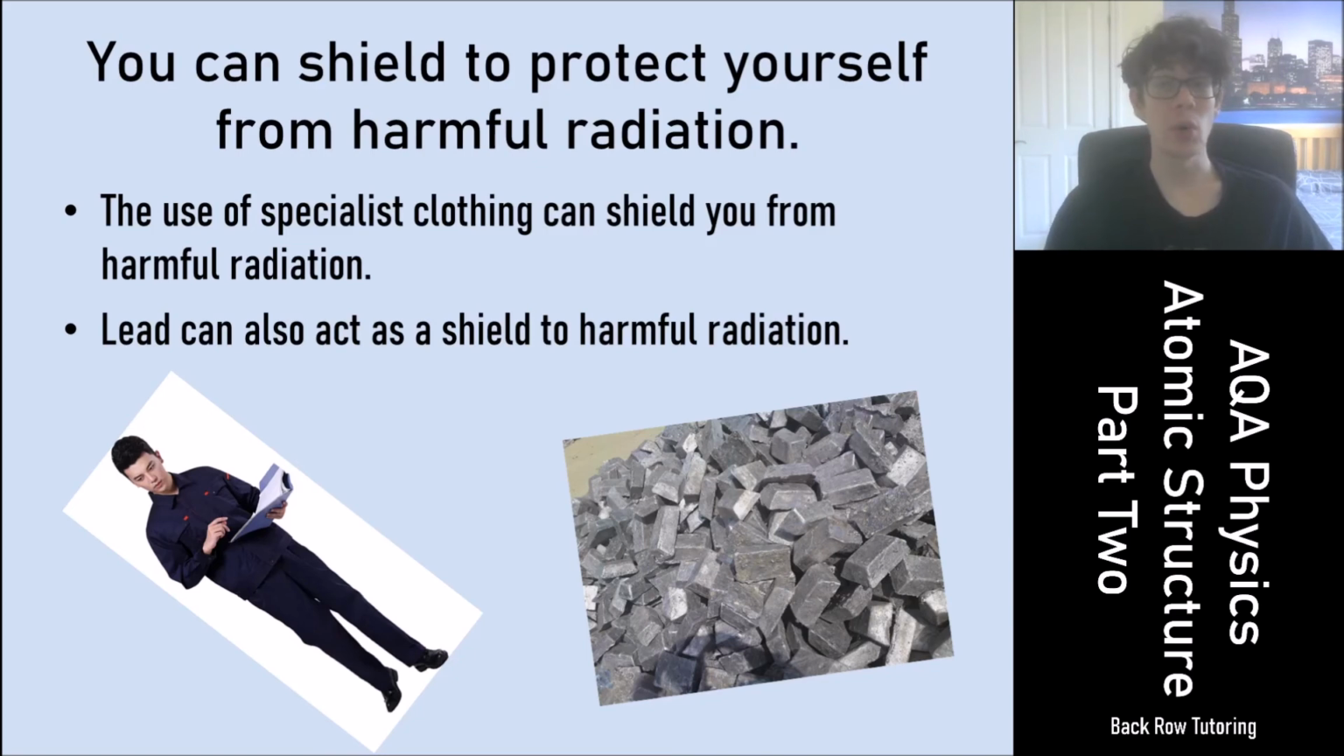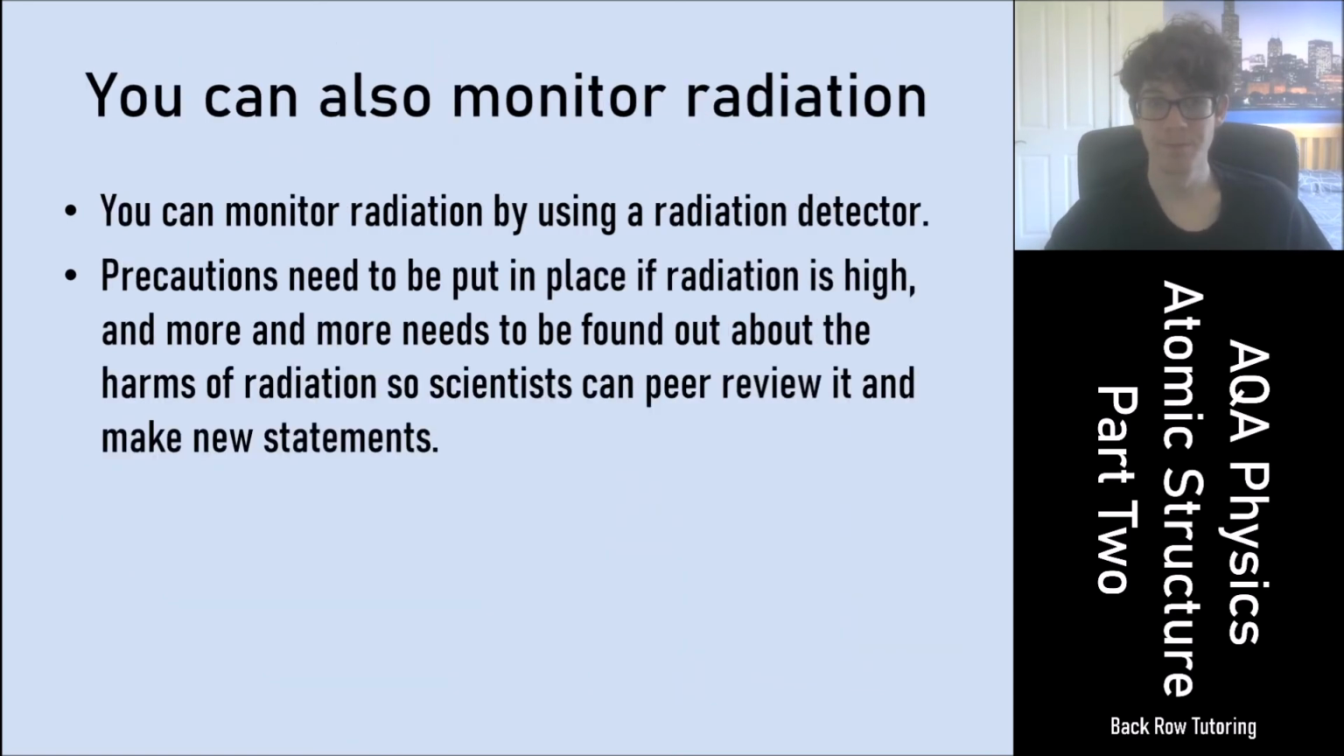So if you go to, let's say, a nuclear power station or something like that where nuclear radiation is used, often you will see people wearing lead lining. And that stops harmful radiation from getting through and irradiating them. So lead is a good barrier to stop you being irradiated from radiation. You can also monitor radiation. So you can monitor radiation by using a radiation detector.